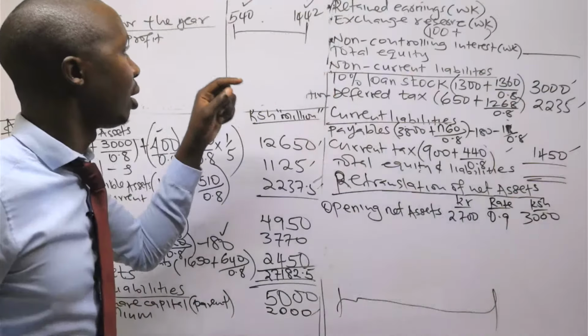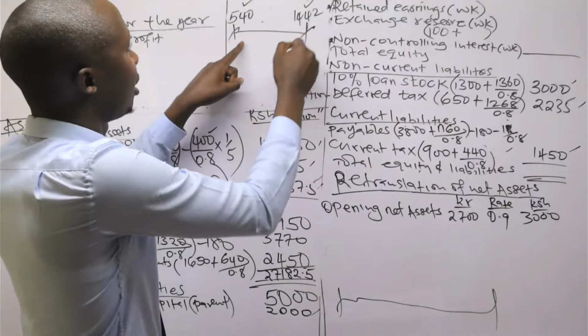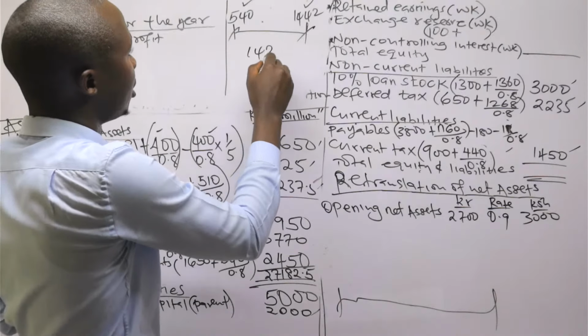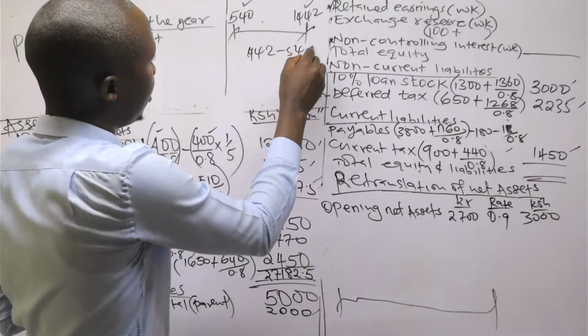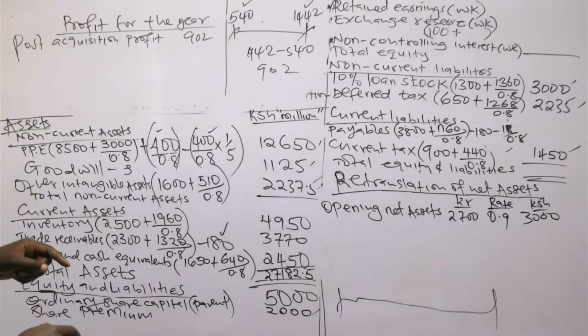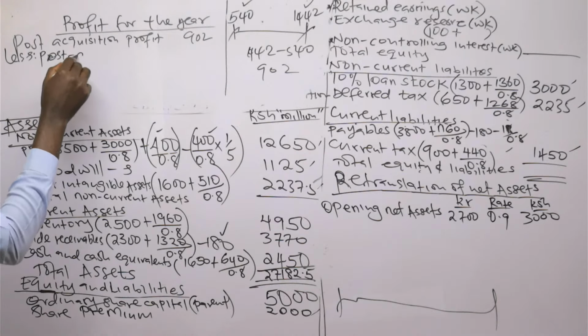So in this scenario, there were retained earnings. As at acquisition, it's 540. As at the end, as per the balance sheet, it's 1442. Meaning that the post-acquisition profit is 1442 minus 540, which is 902. So 902, that is the first thing to consider. Then we need to make adjustments to this profit. There was a depreciation. So post-acquisition depreciation, you deduct.